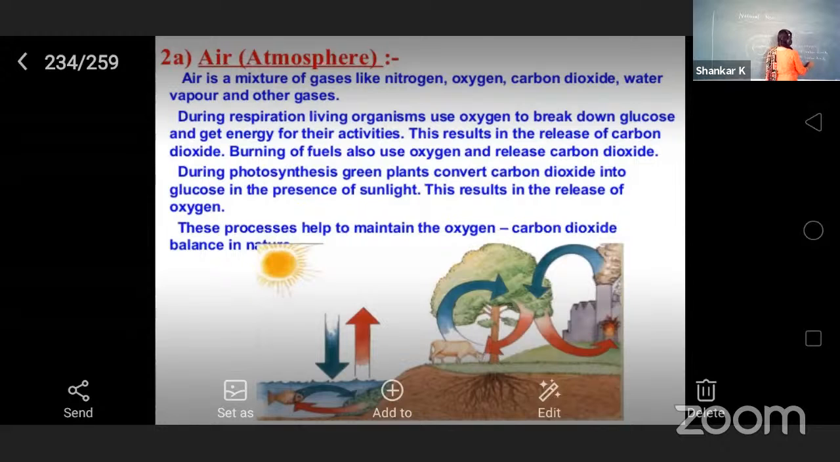So the plants release oxygen, we take it, we leave it. There is the opposite process of breathing between the plants and animals. Living organisms use oxygen to break down glucose and get energy for their activities. This results in the release of carbon dioxide. Burning of fuels also uses oxygen and releases carbon dioxide.